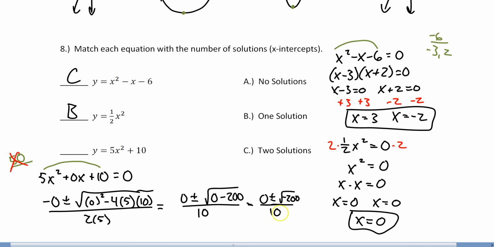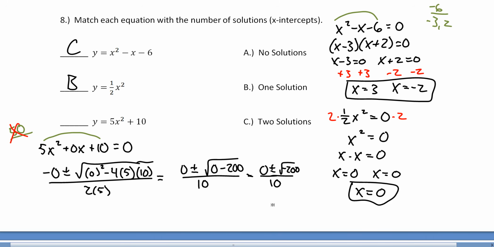And this is where I can stop and say, oh, I can't have the square root of a negative. Square root of a negative is impossible for us at the moment. So then I would say, oh, this is no solution. Okay? And so by finding the actual answers, I can tell what kind of solutions there are.